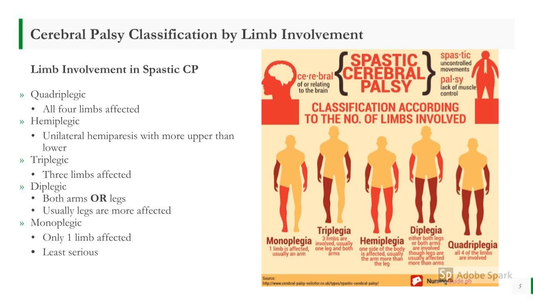The other way that CP is classified is through limb involvement. And it's important to note here that this is specific to spastic type cerebral palsy. We learned most of these in class, but the one thing that is important to note is the difference between hemiplegic and diplegic. Hemiplegic is unilateral with an upper and lower extremity, and diplegic affects either both arms or both legs. The reason that spastic CP can exhibit such different outcomes of impairments is based on how large the motor cortex is and how many parts it has.